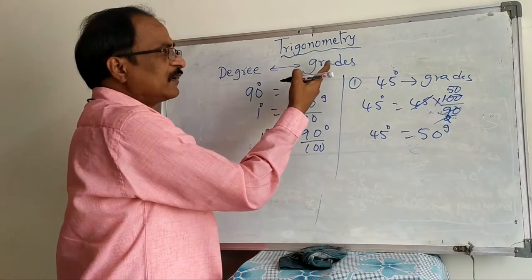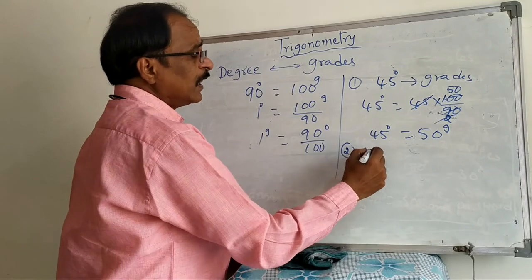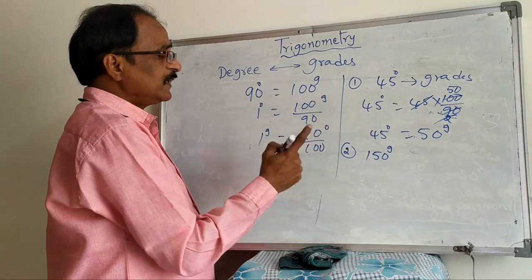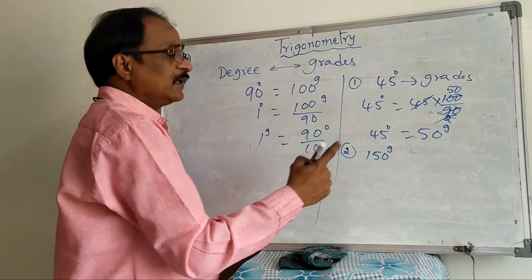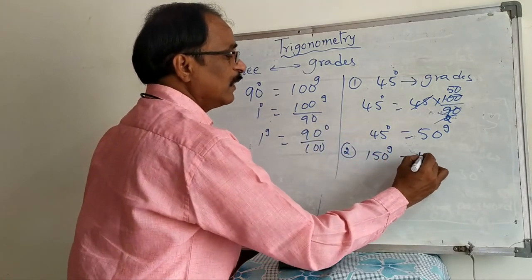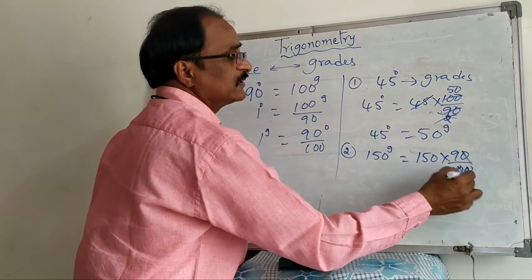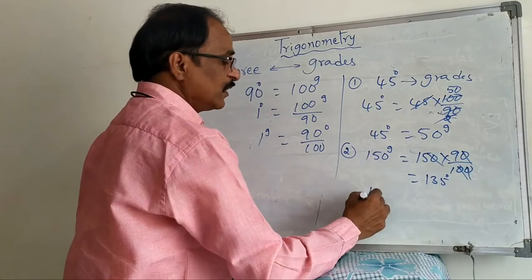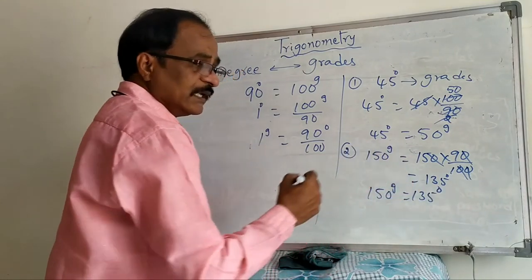Similarly, how to convert from grades to degrees? For example, here we have to convert 150 grades into degrees. Simply remember that you multiply the given grades with 90 by 100, then we get that in degrees. That is equal to 150 into 90 by 100. Cancel the zeros. Now 15 into 9 is 135 degrees. So 150 grades is equal to 135 degrees.